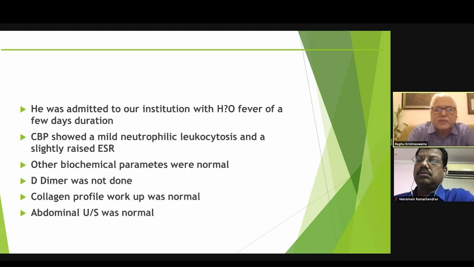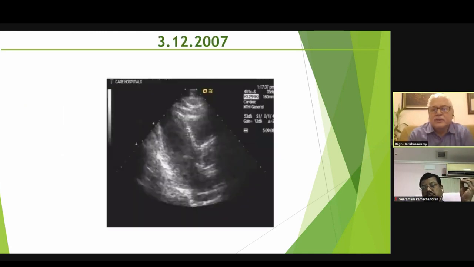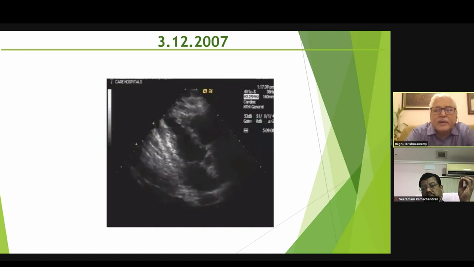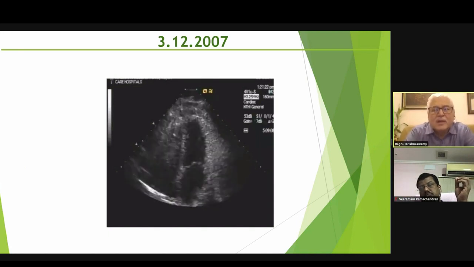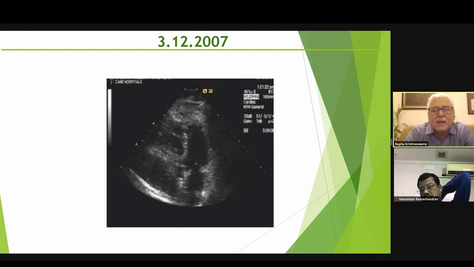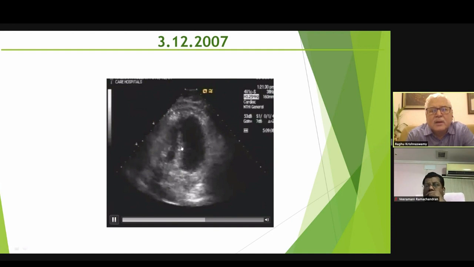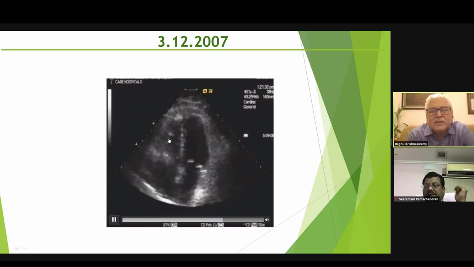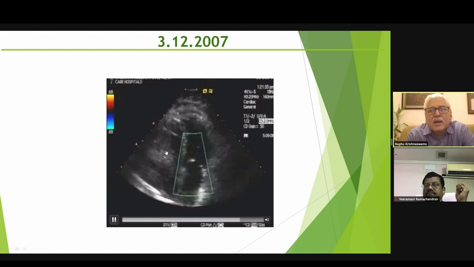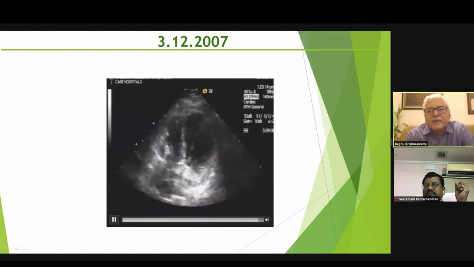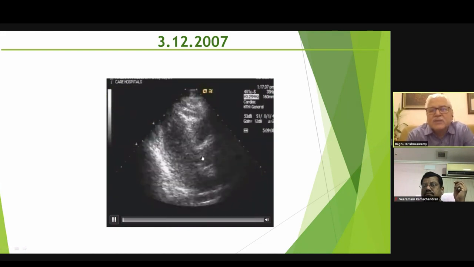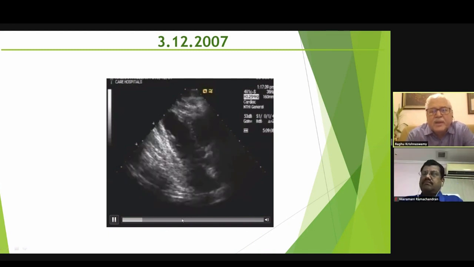Other biochemical parameters were normal. A D-dimer was not done at that particular point in time, but a collagen profile workup was normal, and so was an abdominal ultrasound. Now, this was the first echo that I recorded, and I like to accept with all humility that I gave it as an echo with no serious abnormalities, except that I thought I saw a lead.